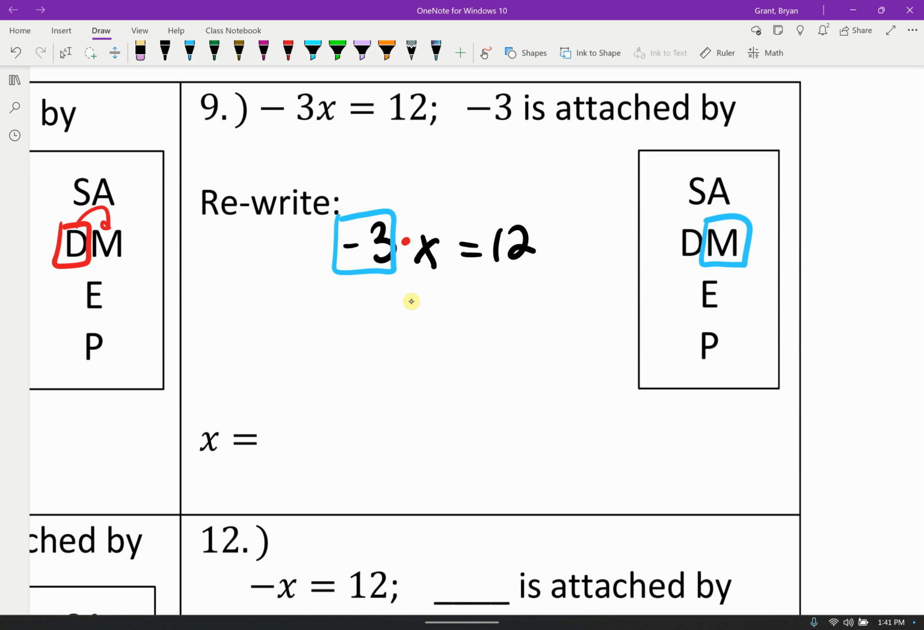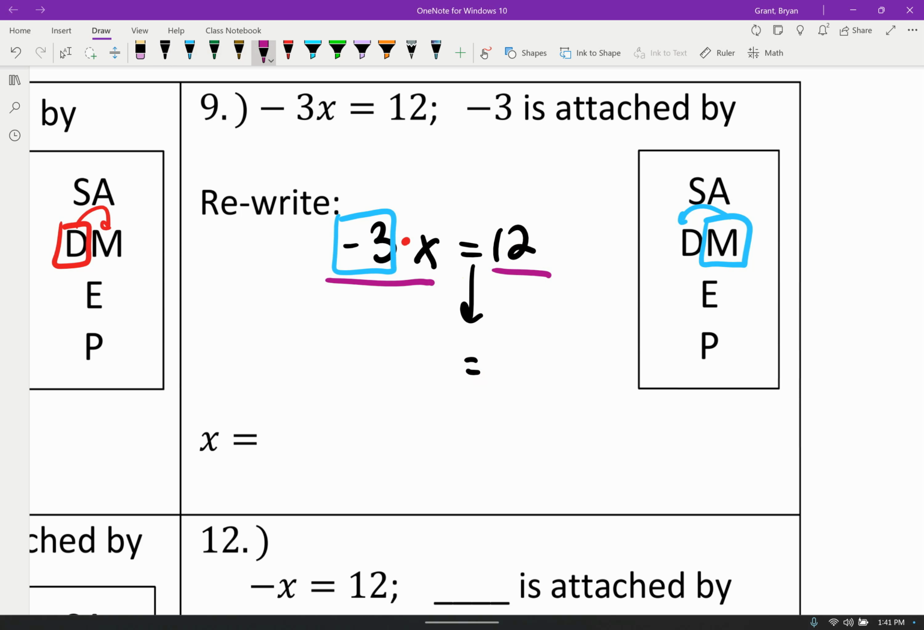All right, well, now that we know that, now that we rewrote it with the multiplication symbol in between, how do we undo multiplication? Oh, that's division. Okay, so we're going to go through and divide each side. Bring down your equals for later. And what do we want to divide by? Students are like, wait, do I divide by the negative 3 or the 12?